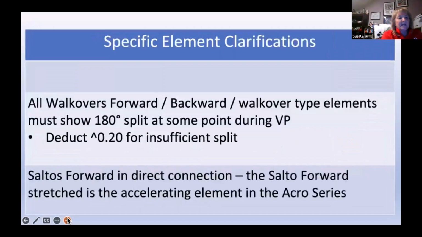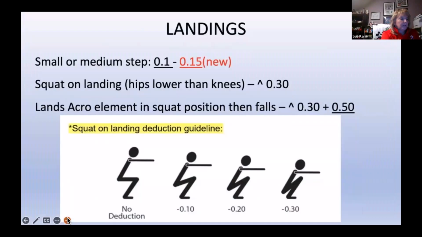Just some specific element clarifications. All walkovers, forward, backward, or any walkover type elements in a routine must show the 180 split at some point during the value part, and it is an up to 2 for the insufficient split. Saltos, forward direct connection. We would like to see that first salto is the accelerating element in the acro series, so the second one should rise.